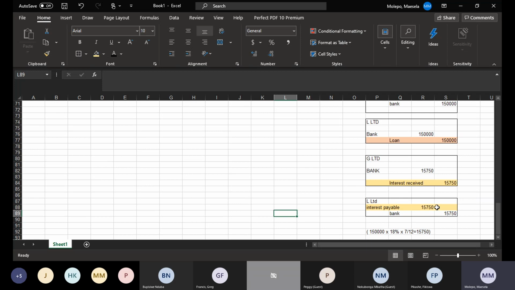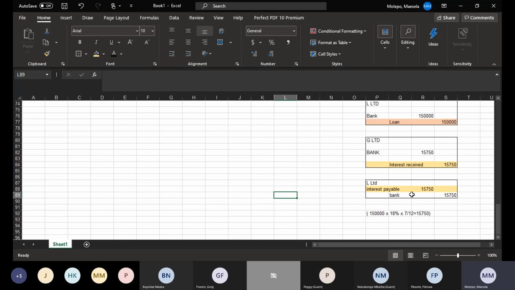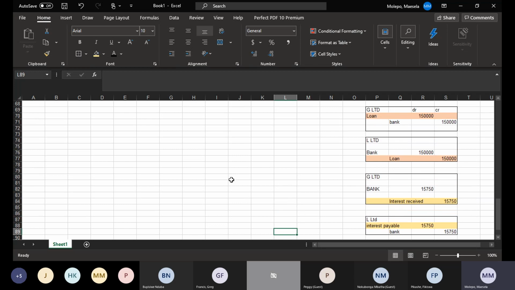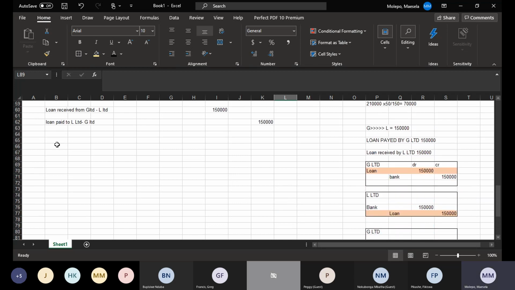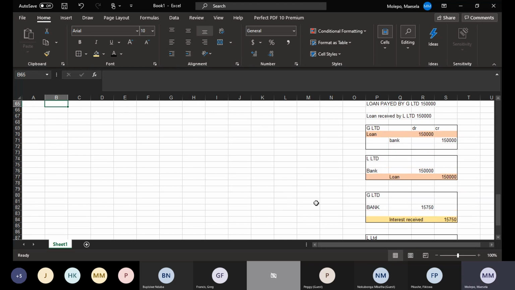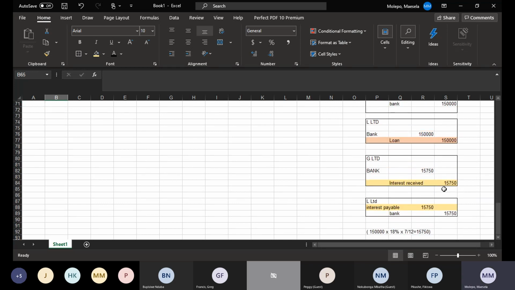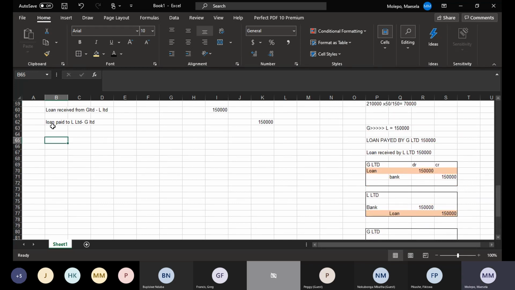So now the interest received was on the credit side. Now it must go on the debit side. So the payable was on the debit side. Now it must go on the credit side. I hope it makes sense, this elimination. So now we're gonna say the interest, we had interest received on the credit, now it must come to the debit.